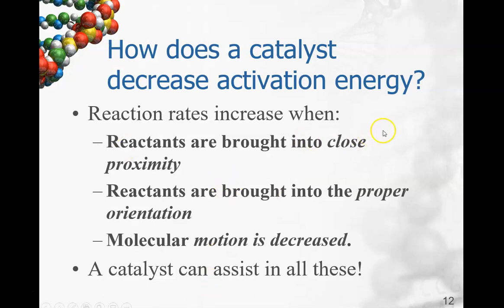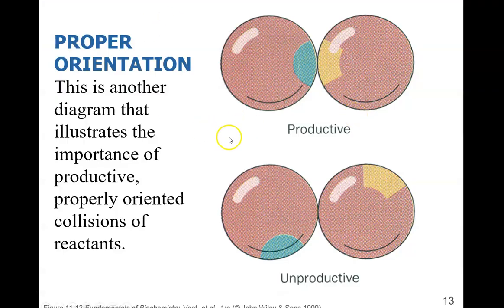So reaction rates increase when reactants are brought into close proximity, when they're brought into the proper orientation, and the molecular motion is decreased, and a catalyst assists in all of these. So this is an old figure, but this shows, sort of cartoony, that if I have two molecules and the green patch and the yellow patch show the functional groups that will be reacting, a collision can occur if those functional groups are next to each other. This would be unproductive even if it's a high energy collision because the functional groups aren't properly oriented.